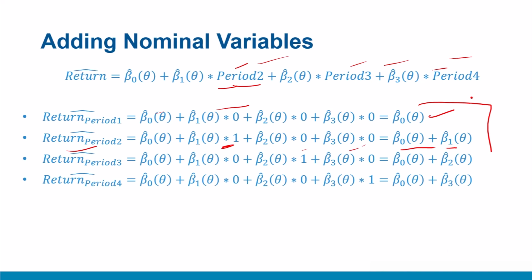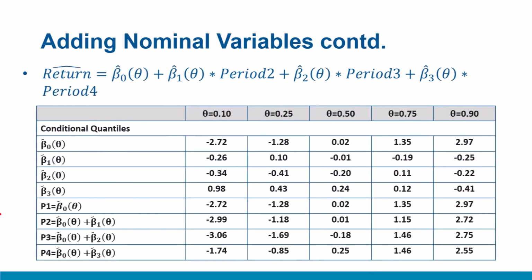So when we are running the quantile regression form, these coefficients are quantile specific, but other than that, the dummy variable interpretation, taking the reference category and adding the corresponding dummies, for example, beta naught plus beta 3 for the period 4 return, that procedure remains similar whether it is OLS or quantile. So for example, we obtained these results for quantiles 10 percentile, 25, 50, 75, 90.